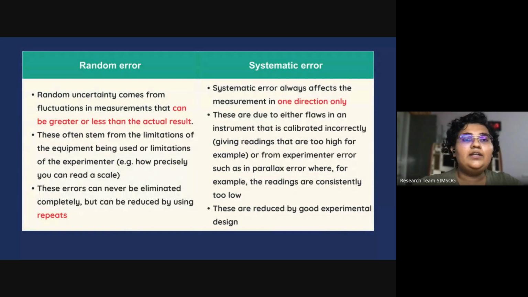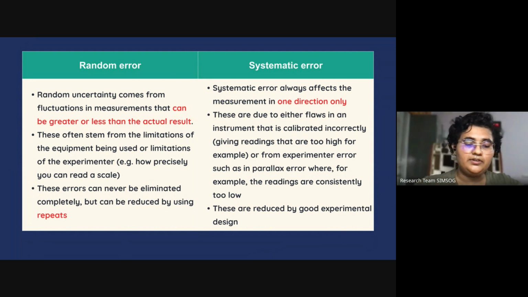Random error or random uncertainty comes from fluctuations in measurement that can be greater or less than the actual result. For example, these depend on whether you are reading a scale imprecisely, something like that. Right? So these errors stem from limitations of whatever equipment you're using or the limitations of the experimenter themselves.